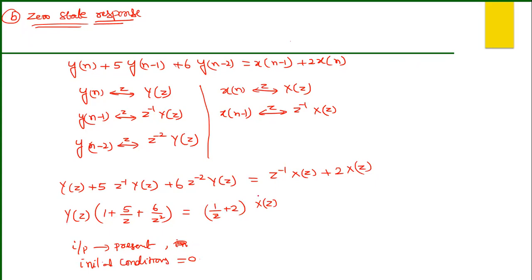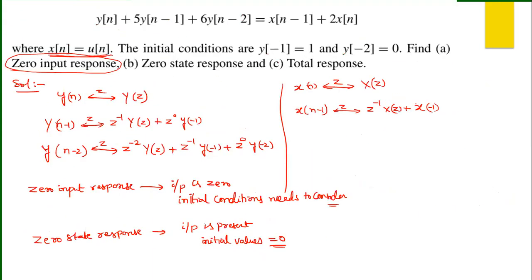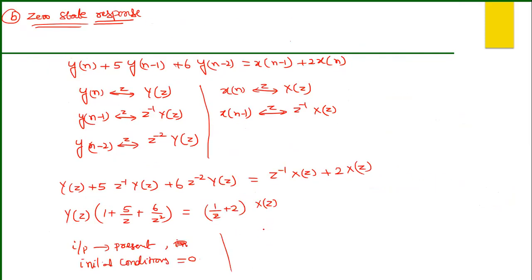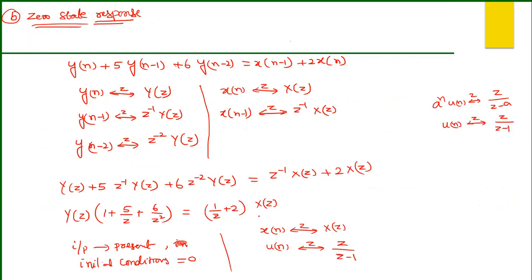Now, what is x of n? X of n is u of n. What is the Z transform of that? The Z transform of a power n u of n is z by z minus a. With a equal to 1, the Z transform of u of n will be z by z minus 1. You substitute this one here.